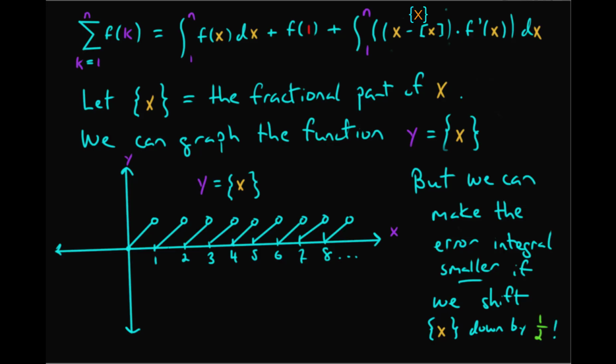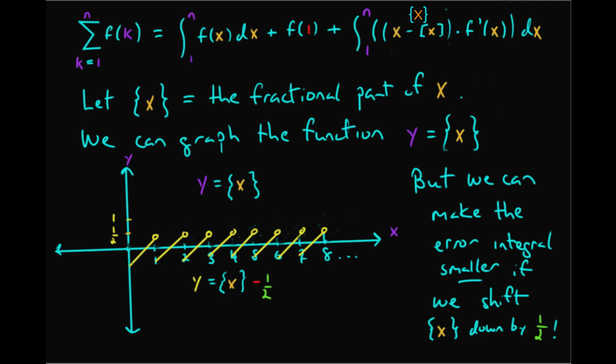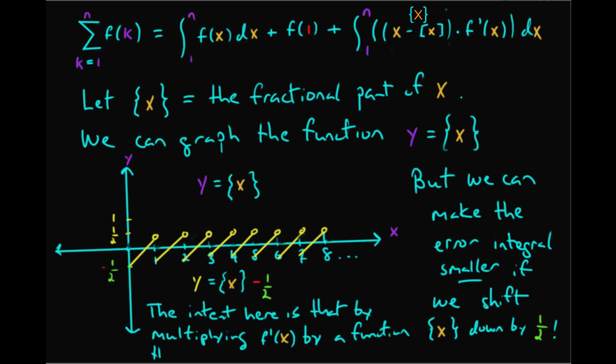So let me show you what that would look like. We're going to shift the entire graph down by 1/2, so our new function is going to be y equals the fractional part of x minus 1/2. And so it'll be identical to y equals the fractional part of x, but everything is shifted down by 1/2. And now something wonderful happens. The function changes sign with every single oscillation. It starts at negative 1/2 and it ends at positive 1/2. Then it drops back down to negative 1/2 and it goes all the way up to positive 1/2. And our expectation is that because the function is changing signs with every oscillation, when we multiply it by f prime of x, because of all the sign changes, some cancellations will happen within the integral, and the error integral will be smaller.